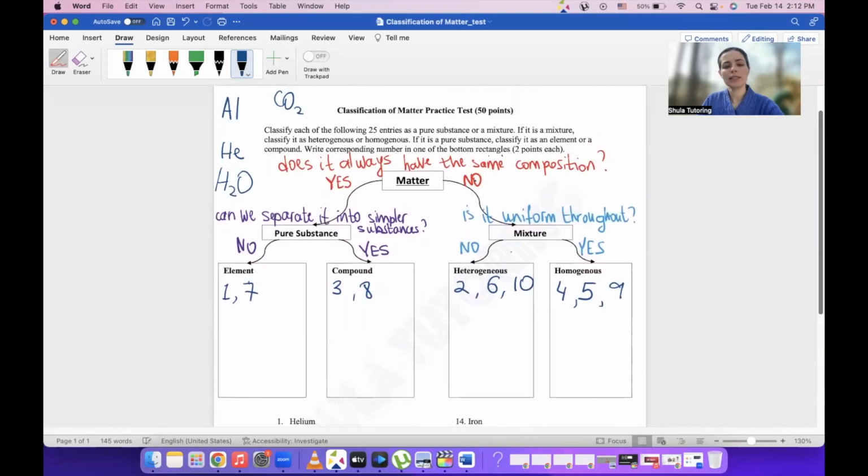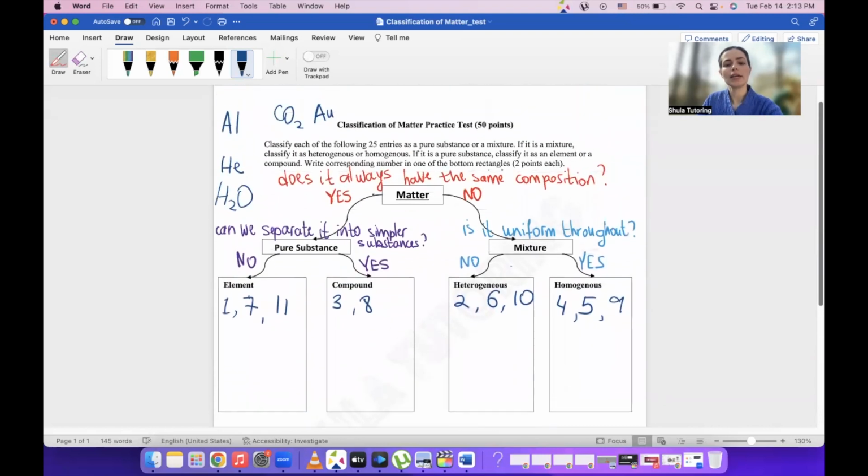Now, gold, does it always have the same composition? Yes, gold is gold. Can we separate it into simpler substances? Let's look at what gold is. It's just one type of element. So if we have just one type of atom, that makes it an actual element. So that's 11. Wine, does it always have the same composition?